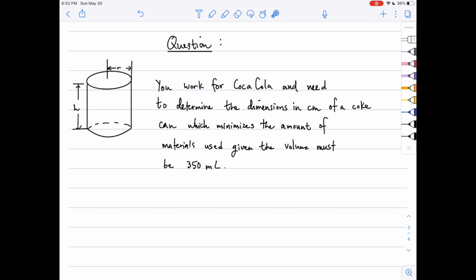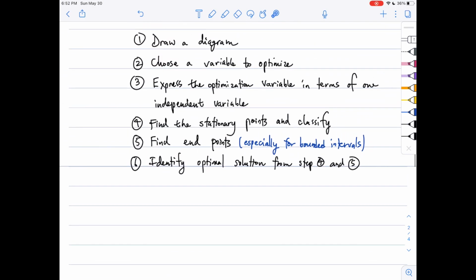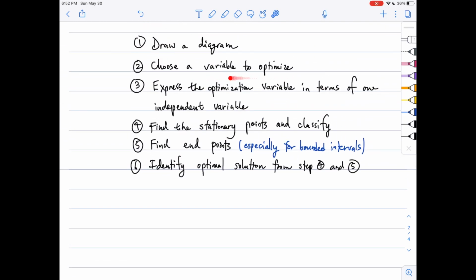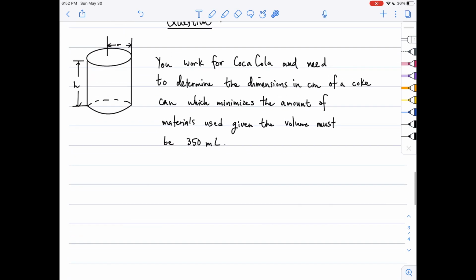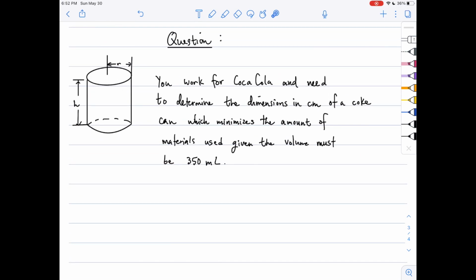Okay, so that's the question, and optimization questions will be like this. They'll be extremely long, there'll be word problems, and you have to interpret the word problem and arrive at a conclusion. I've already done the first step, which is to draw a diagram, so here it is on the left here. The next thing that you want to do, if we go back to our steps, is choose a variable to optimize.